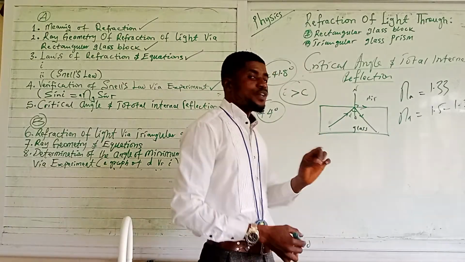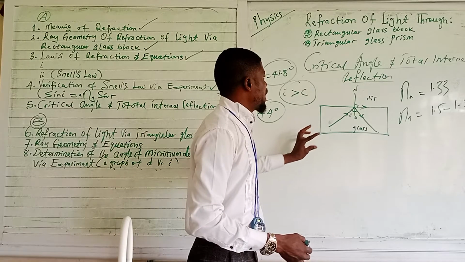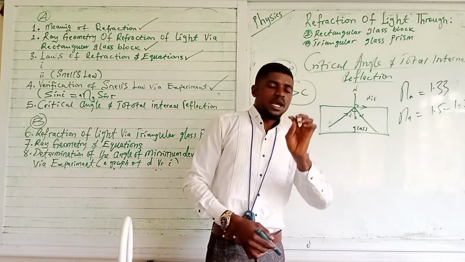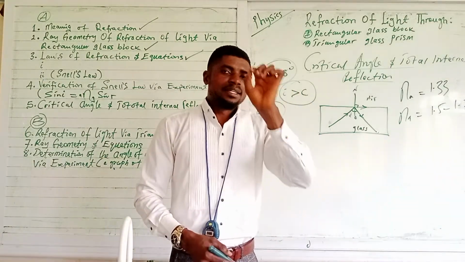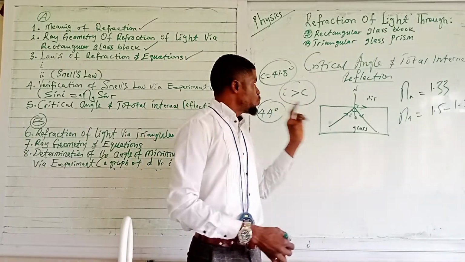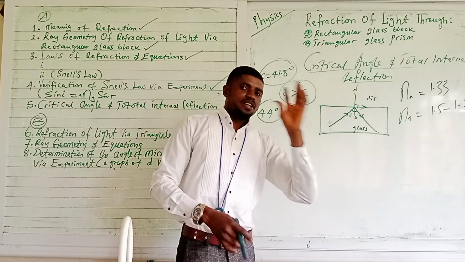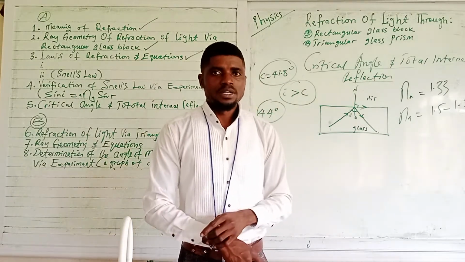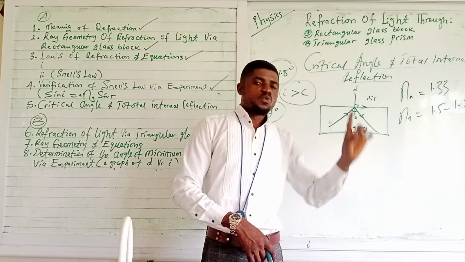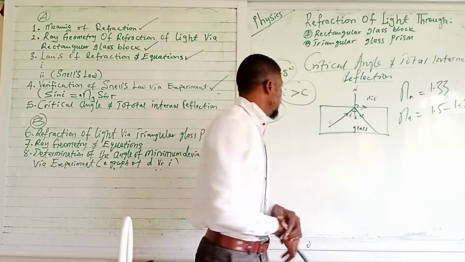Condition number two. The angle of incidence from the optically more dense media must be greater than the critical angle. When these two conditions are met, then total internal reflection will occur. This is the working principle of fiber optics.